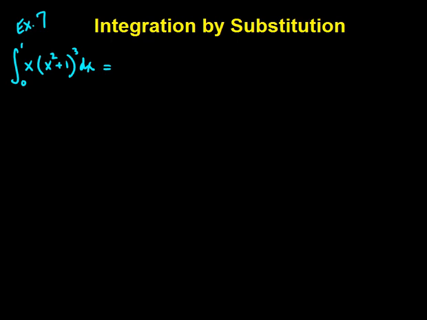We have function composition. The inside function is x squared plus 1. Its derivative is 2x, which is a constant multiple of the x that shows up on the outside. So we're good to go. And u is equal to x squared plus 1. du is equal to 2x dx.